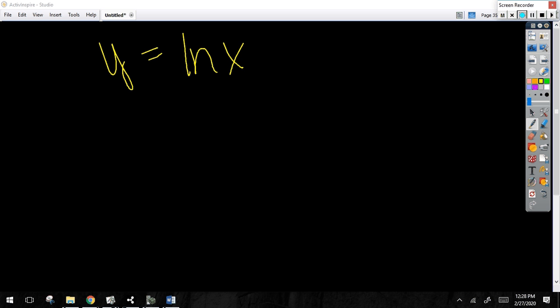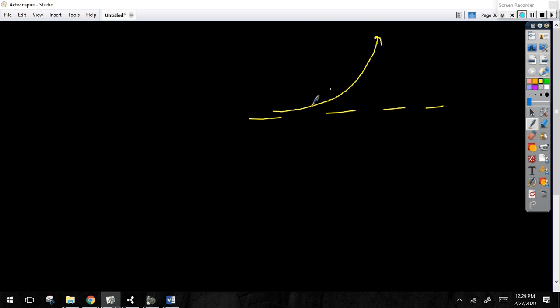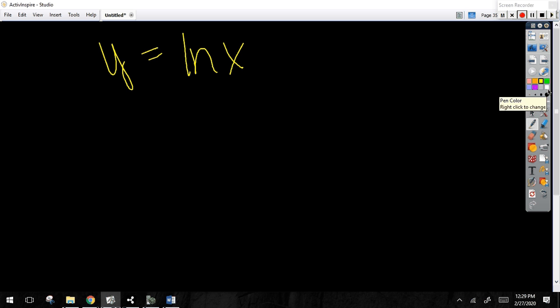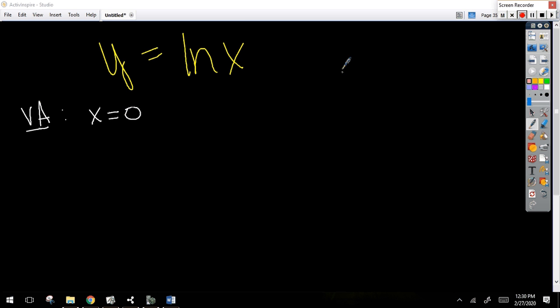So if you think about that exponential function we did, it looked like this. If you turn that around on its side, that's what the natural log function is going to look like. It has an asymptote, but this time instead of a horizontal asymptote, it has a vertical asymptote. This one is 0. That's my vertical asymptote.